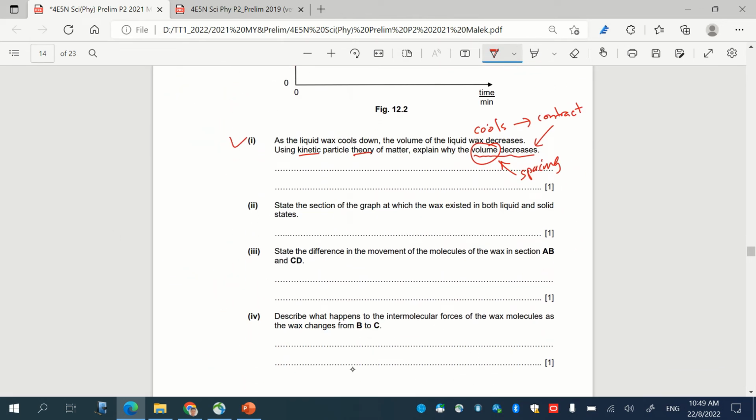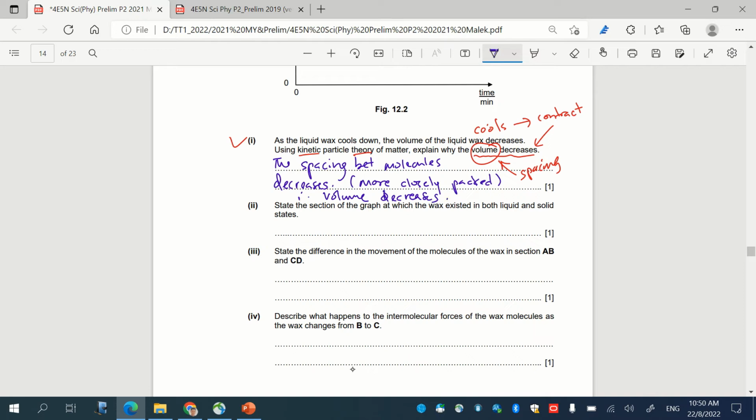So in your answer you have to state that the spacing between molecules, be it solid or liquid state, when something is cooled down, the spacing between the molecules decreases. Or in other words, they are more closely packed. They are now more closely packed, and because of that, therefore the volume decreases.